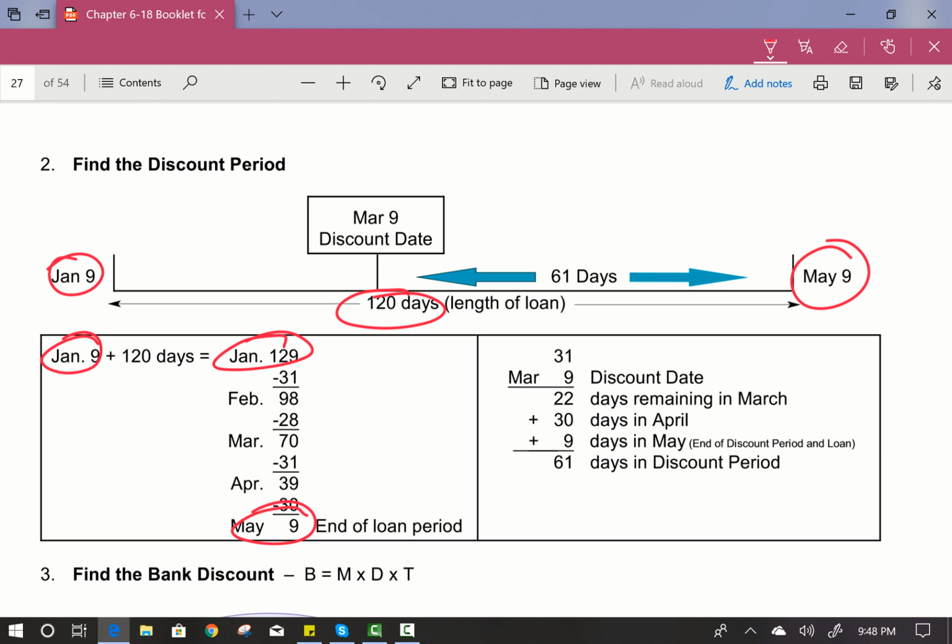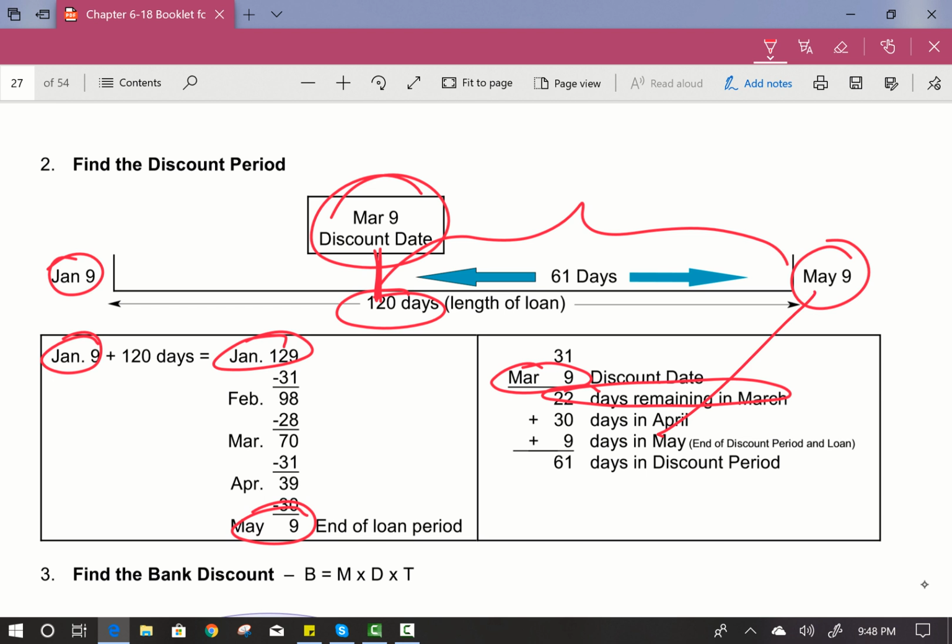May the 9th. Okay, I know that I discounted this note on March the 9th, so now I need to find the number of days between March the 9th and May the 9th. Well, March the 9th is the discount date right here, and I know that there are 31 days in March. So I'm going to subtract 9 from 31 to give me 22 days remaining in March. Okay? I know that there are 30 days in April, and there's 9 days in May, because that's when it expires. That's the end of the discount period and the loan. That's a maturity date. So I'll only use 9 days in May. Add up 22 plus 30 plus 9. That gives me 61 days in the discount period. Okay, so now I found out the discount period.